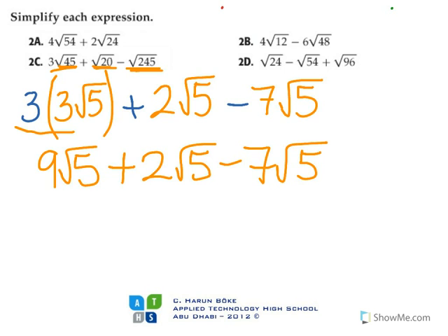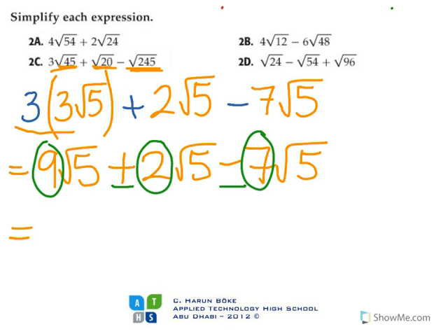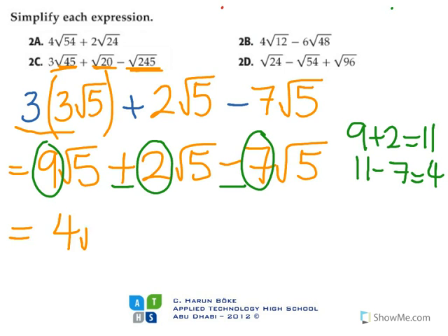Now this is the simple expression that you know how to deal with from the first video. It will be 9 plus 2 minus 7. So 9 plus 2 is 11. 11 minus 7 is 4. Hence the answer will be 4 square root of 5.